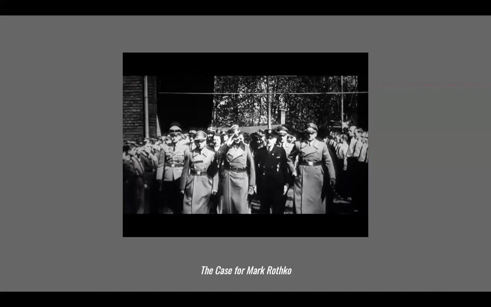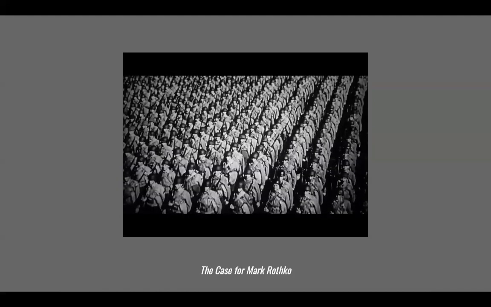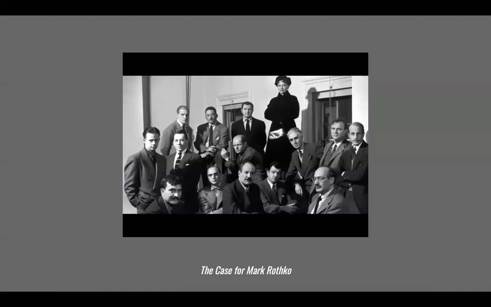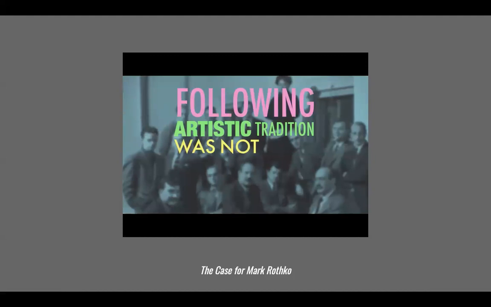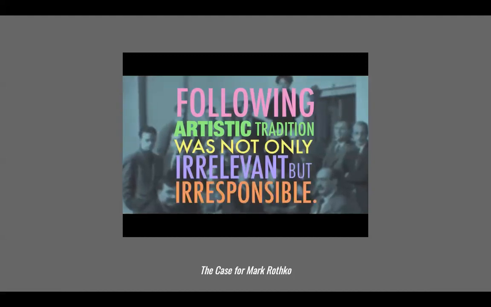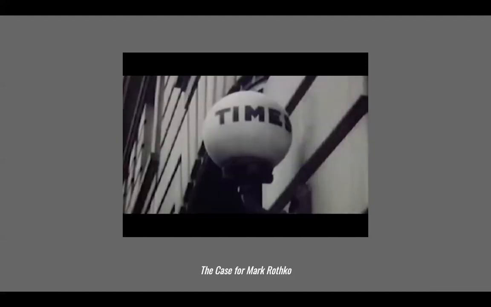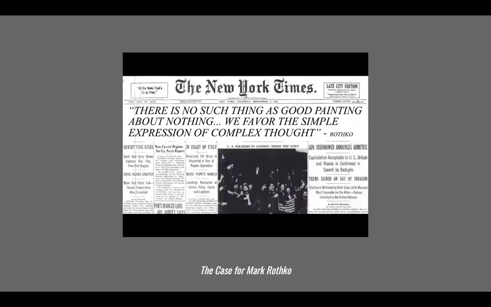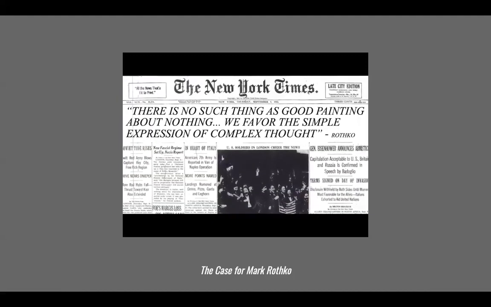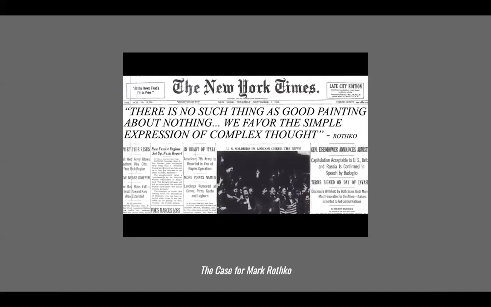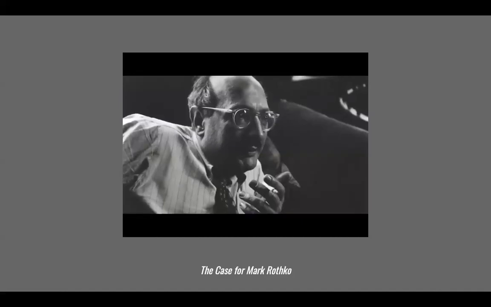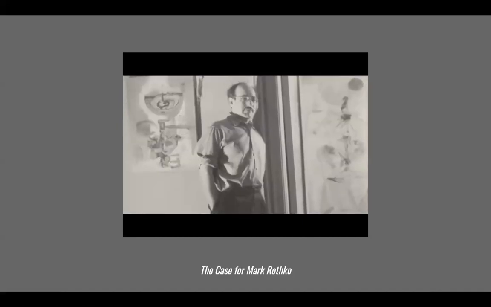With fascism rampant in Europe and World War II underway, Rothko and other artists of the time thought that following artistic traditions was not only irrelevant but irresponsible. He and Gottlieb wrote a letter to the New York Times in June of 1943, saying, "There is no such thing as good painting about nothing. We favor the simple expression of complex thought." Rothko wanted to answer the big questions, and he was trying to find his own way to do that.